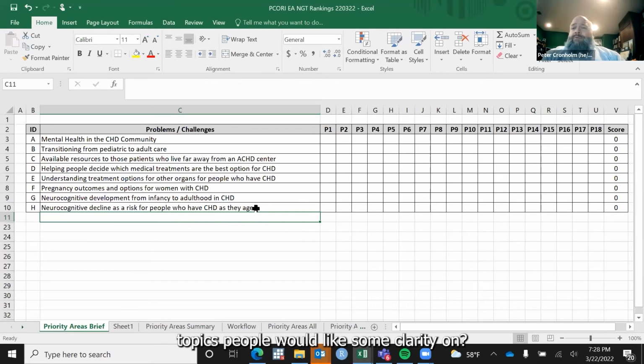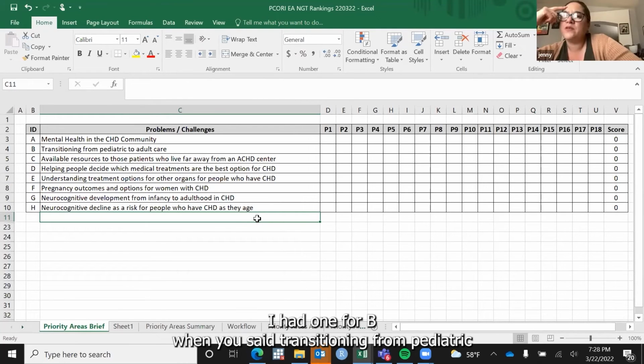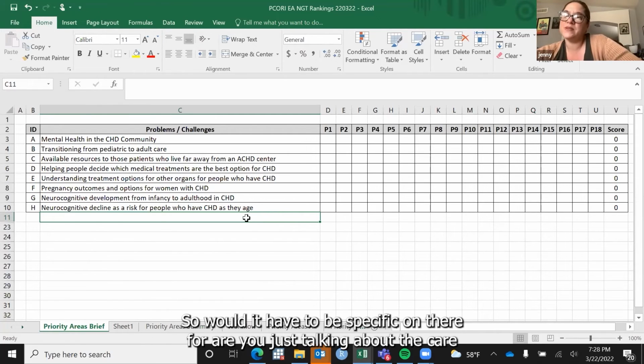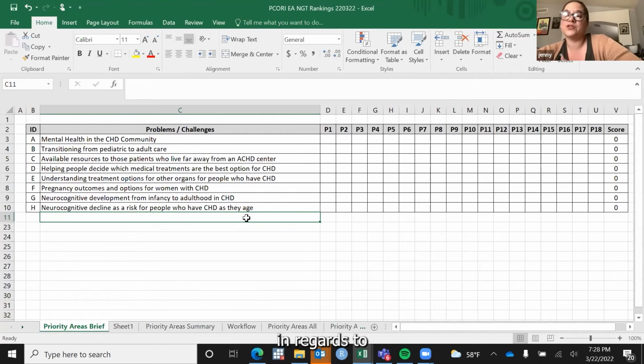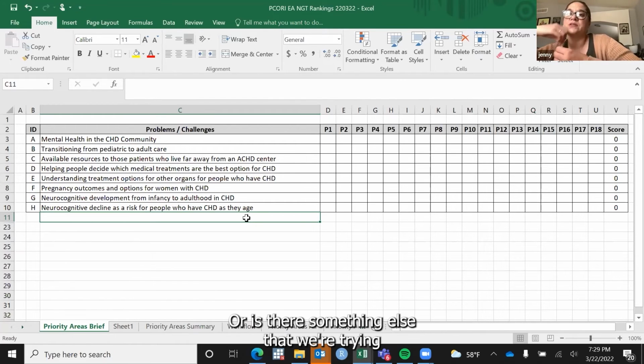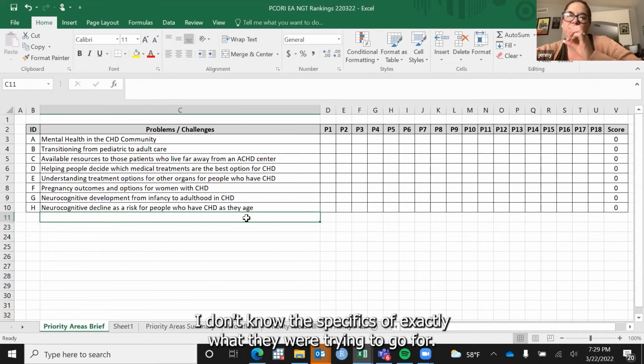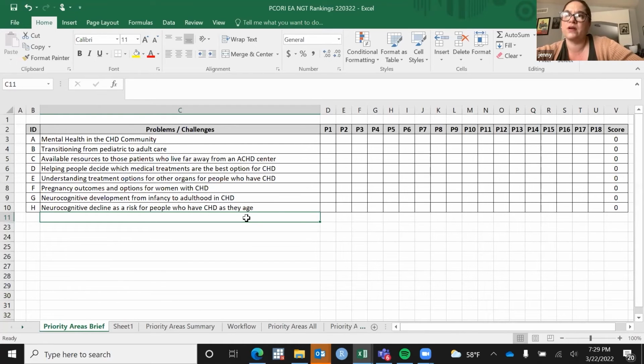Any other topics people would like some clarity on? I had one for B. When you said transitioning from pediatric to adult care, you're solely talking about cardiac because it's congenital heart, right? So would it have to be specific on there, are you just talking about the care in regards to physicians, solely physician care? Or is there something else that we're trying to talk about in regards to care? I wasn't in that group, so I don't know their specifics of exactly what they were trying to go for.